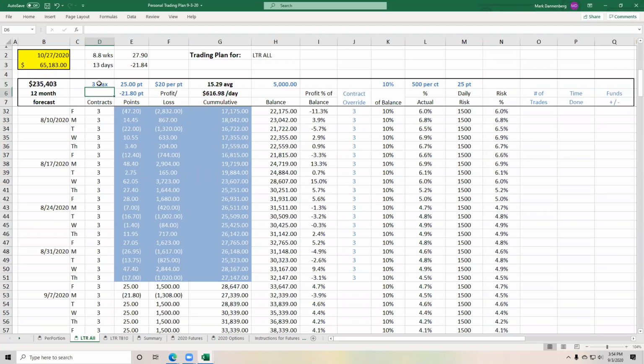I think that 3 is a very reasonable and conservative number when combined with no more than 10% of the balance of the account. I think that a 25-point profit run rate is reasonable, and a 21.8 point losing run rate is reasonable, because this whole project started with $5,000 and potentially gets us to $235,403 with no more than 3 contracts. I like those numbers right there.